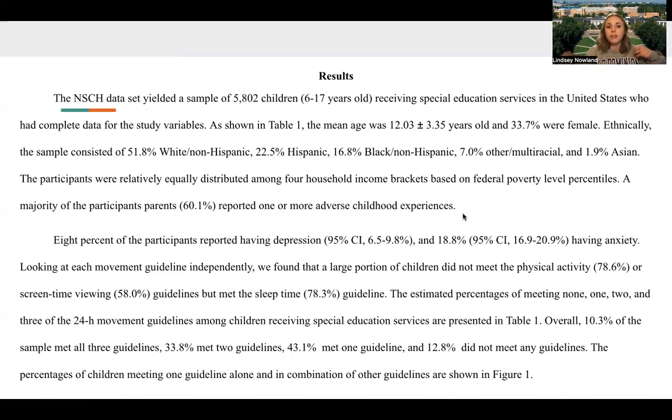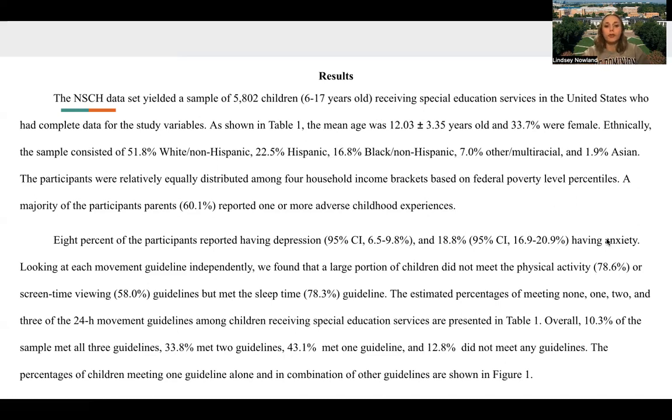So 8% of the participants reported having depression with a 95% confidence interval. This you'll talk about later in further statistic courses, but typically you always use a 95% confidence interval. That is out of the scope of descriptive statistics right now, but 18.8% reported having anxiety. So 8% of the participants have depression, 18.8% have anxiety. Up front, that's just what was reported. It wasn't based on any other variables. It wasn't based on their amount of physical activity levels. That's just what they reported.